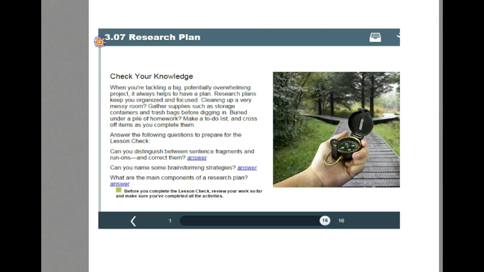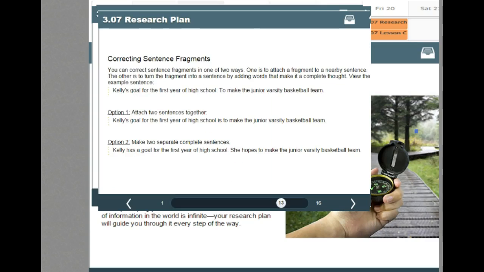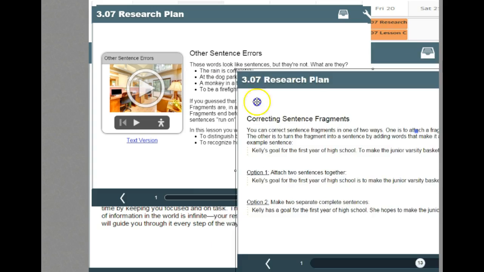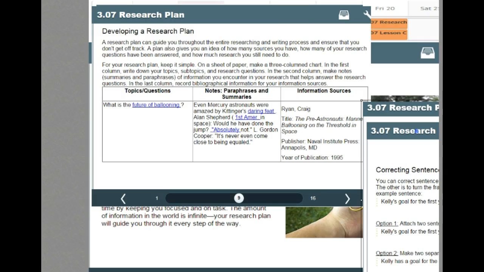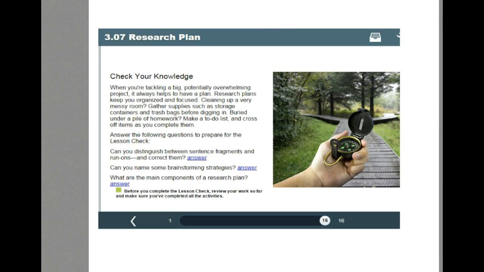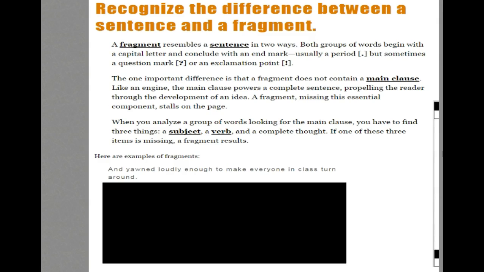Friday you have your research plan. Do not take your 3.07 lesson check if you cannot correctly answer these questions. How can you distinguish between sentence fragments and run-ons and correct them? Can you name some brainstorming strategies? What are the main components of a research plan? These were all things that were gone over. How do you correct sentence fragments with samples? Then your research plan were all things that were gone over in 3.07. So don't go on to the lesson check if you cannot answer these correctly.